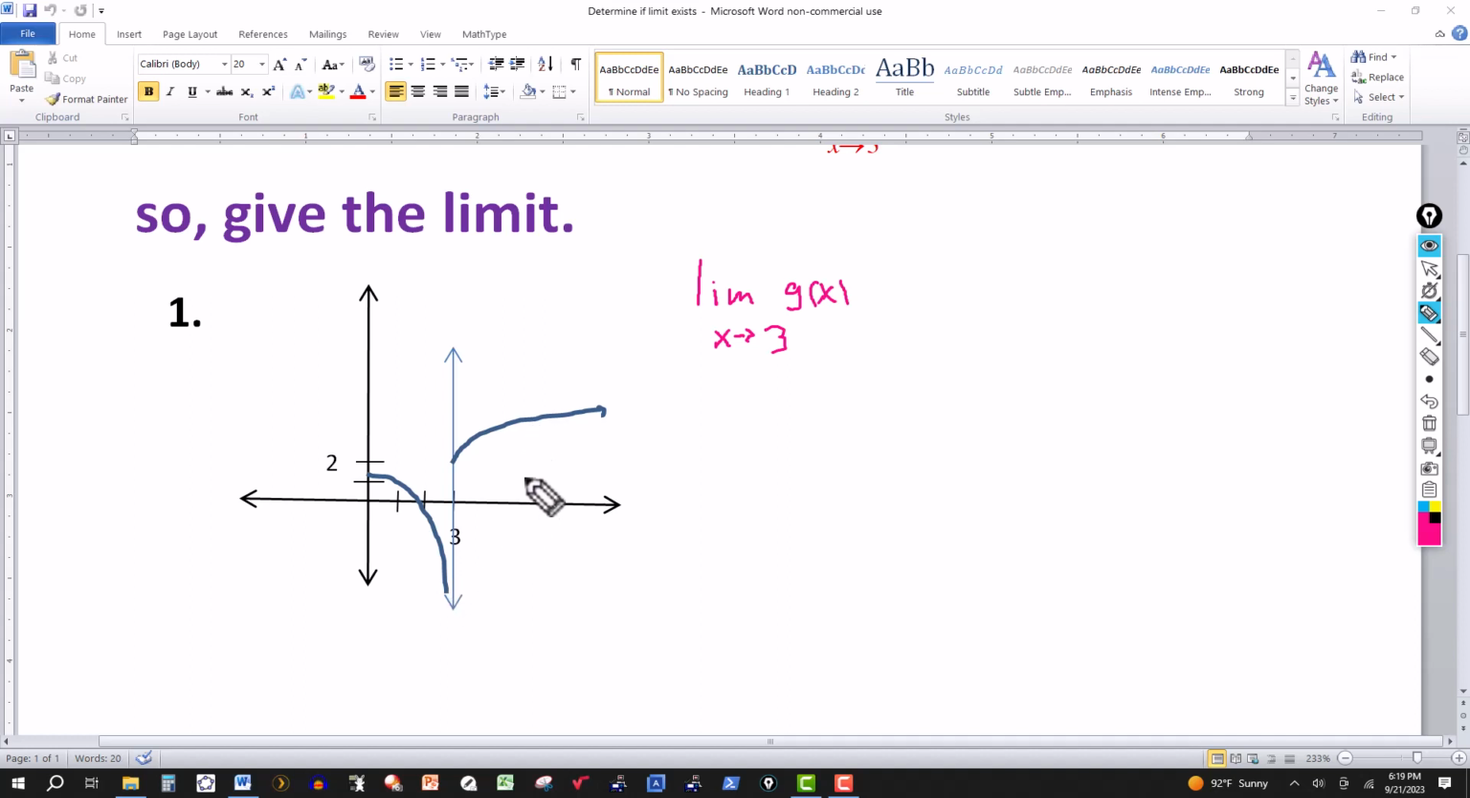Now the limit from the right does exist. Coming in from the right, we go up. We get real close to 3, go up. That's 2 units. So the limit from the right-hand side, that's the plus side, does equal 2, but this symbol means exists. This means it doesn't. So the limit does not exist for this one here. It does not exist.